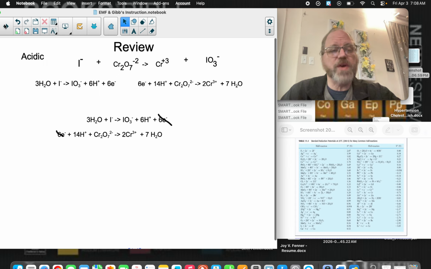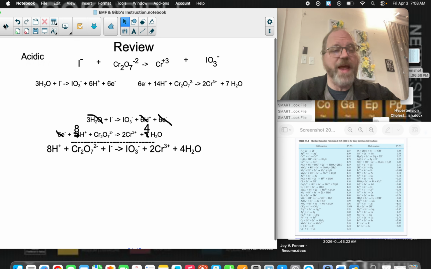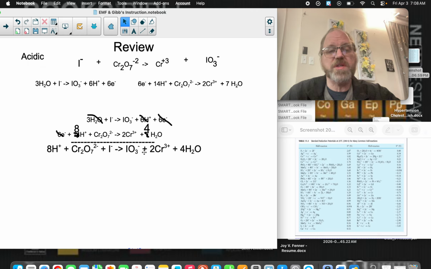The electrons cross out. We're going to lose all the hydrogen ions on the product side, 8 left on the reactant side. We lose all the waters on the reactant side, 4 waters left on the product side. Add them up, we end up with 8 H+ plus Cr2O7 2- plus iodide I- goes to IO3- plus 2 Cr3+ plus 4 waters.